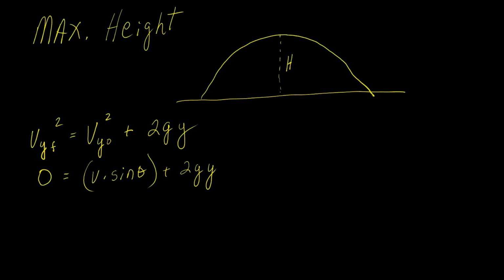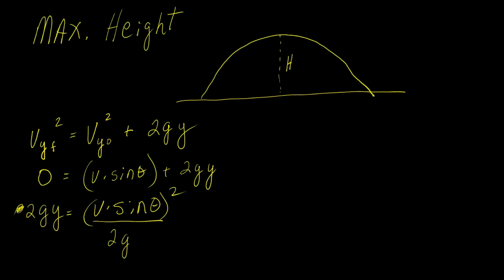So let's take that to the other side so that 2gy is equal to v times sine of theta. I'm going to ignore the negative sign here because gravity is going to be negative, so we're just going to ignore that. I'm solving for y, so I'm going to divide both sides by 2g. So this will be our formula.